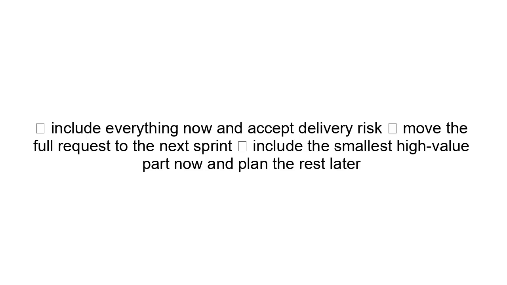The options were: include everything now and accept delivery risk. Move the full request to the next sprint. Include the smallest high-value part now and plan the rest later. I recommended the third option. We updated the acceptance criteria and created a follow-up story for the remaining work.